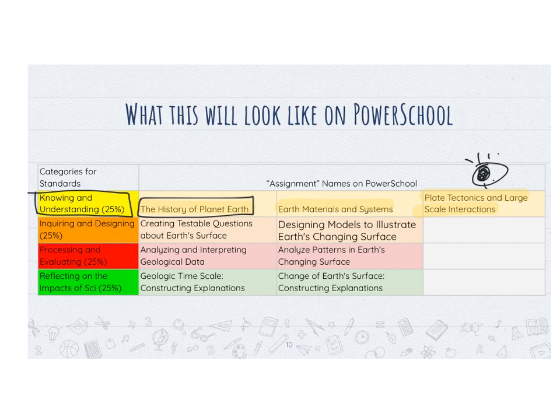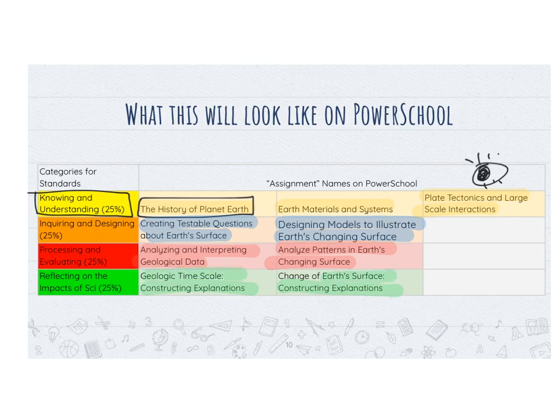Now, our next one, inquiring and designing, is going to be looking at things like creating testable questions about Earth's surface and designing models that illustrate Earth's changing surface. So that's what we're going to be looking at. For processing and evaluating, can you take data about geology? Can you analyze patterns in Earth's changing surface? And then lastly, reflecting on the impacts of science is going to be about constructing explanations, either about Earth's surface or about the geologic timescale.